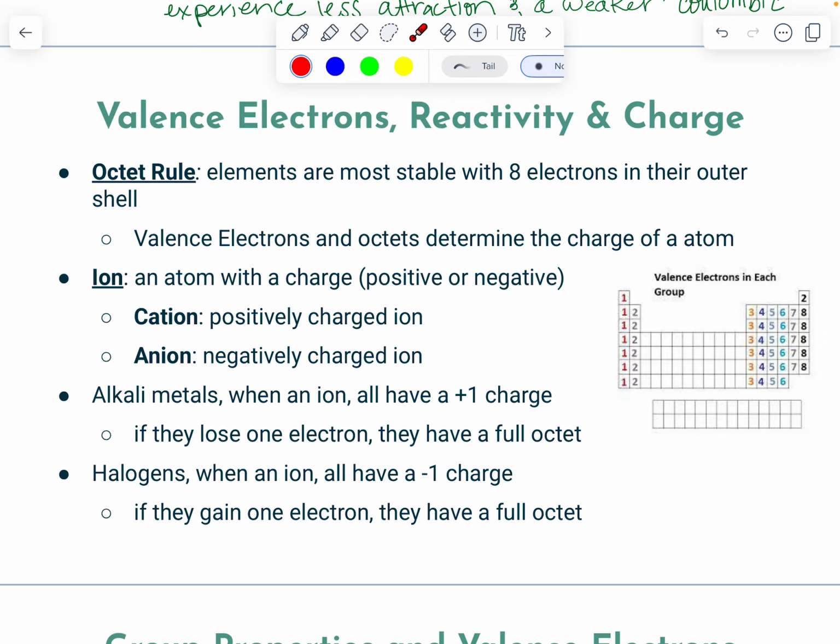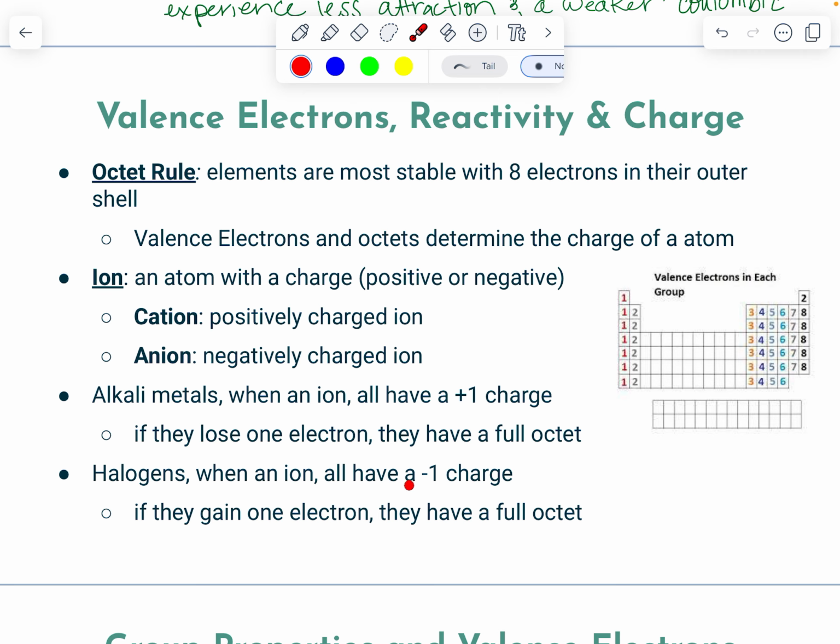Alkali metals, when they're ions, all have a +1 charge. If we look, our alkali metals are in group 1. They have 1 valence electron. It's going to be easier for them to lose 1 valence electron so that the shell below them is the full outer shell, which means that if they lose 1 electron, they're going to have a full octet, but losing 1 electron leaves them with a positive 1 charge.